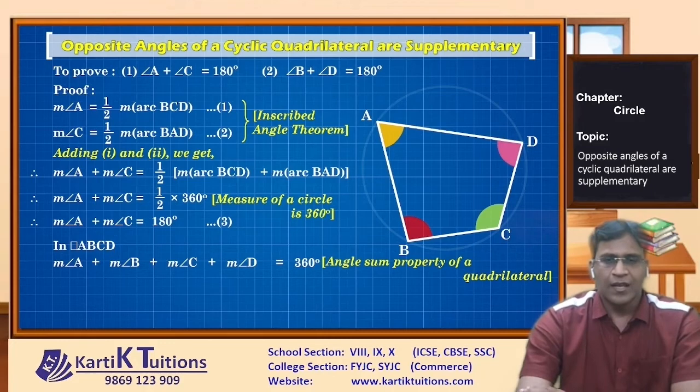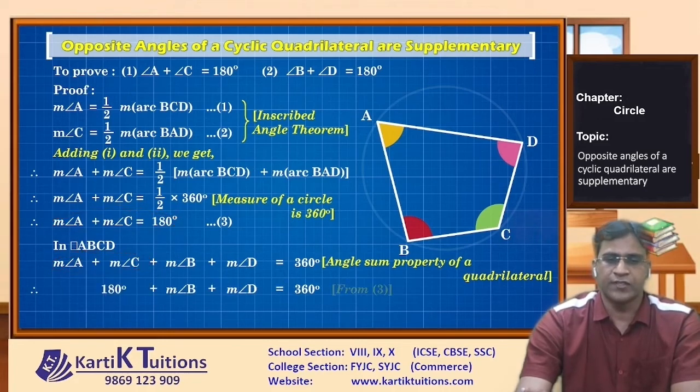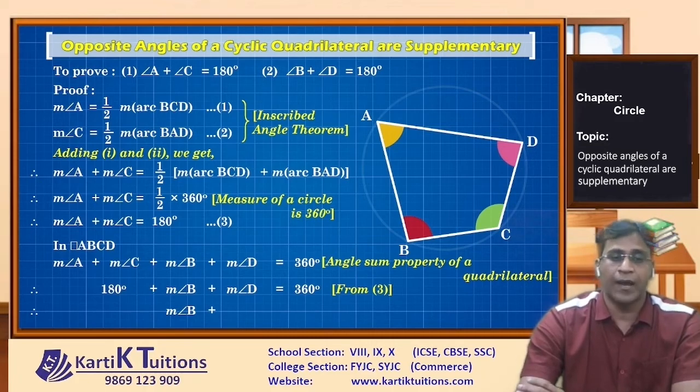Now in this, let us rearrange the position of angle B and C. Why so? Because I know measure angle A plus angle C is 180 degrees. So I'll substitute that value, plus measure angle B plus measure angle D is equal to 360 degrees. Now, if I shift 180 to the right hand side, I'll get measure angle B plus measure angle D is equal to 360 minus 180, that is 180. Hence, we have proved this theorem.